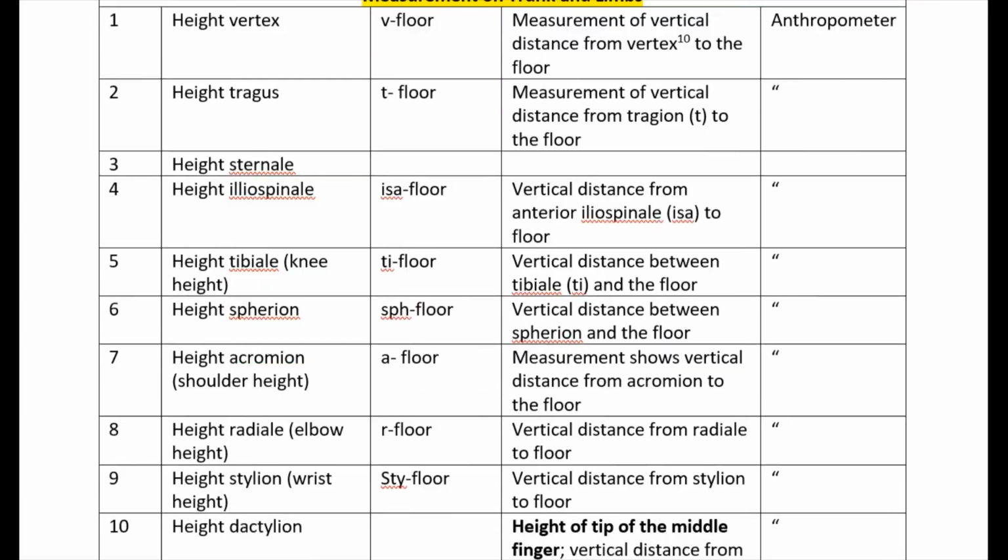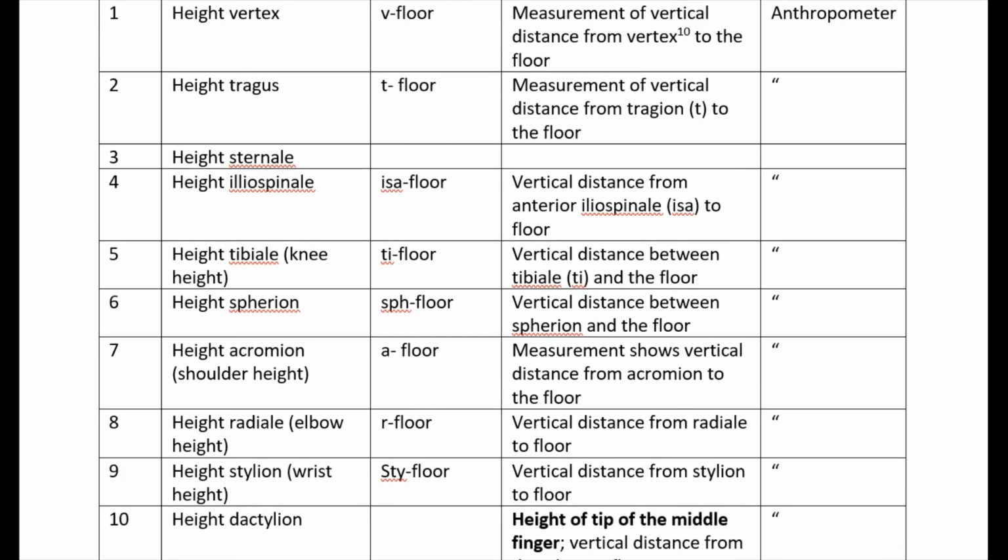Yeah, so this is height vertex. We use the anthropometer rod. Next is height tragion. Height tragion is a measurement of the vertical distance from tragion to the floor. We have already studied where tragion is: the uppermost border of the zygomatic arch, or the notch of your ear, because we have a tragus in the ear. With reference to that, the name is given as tragion.